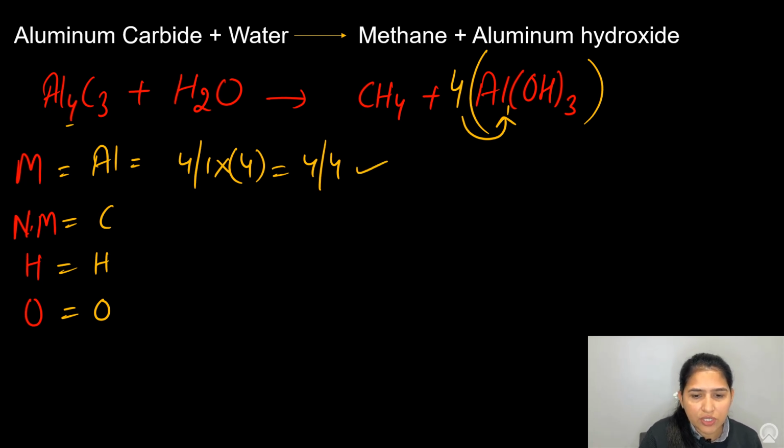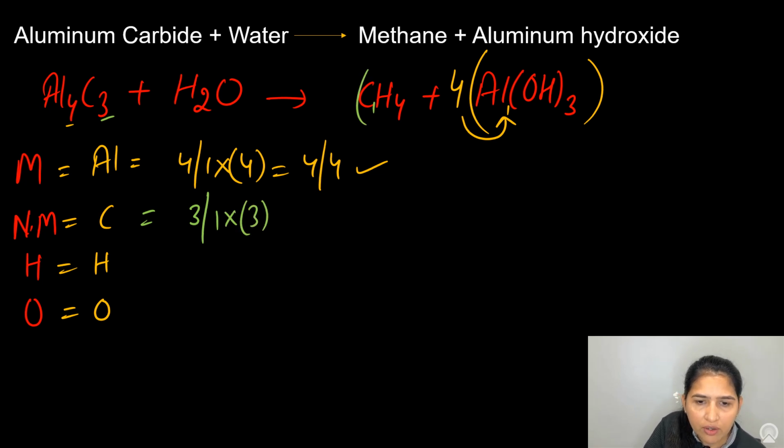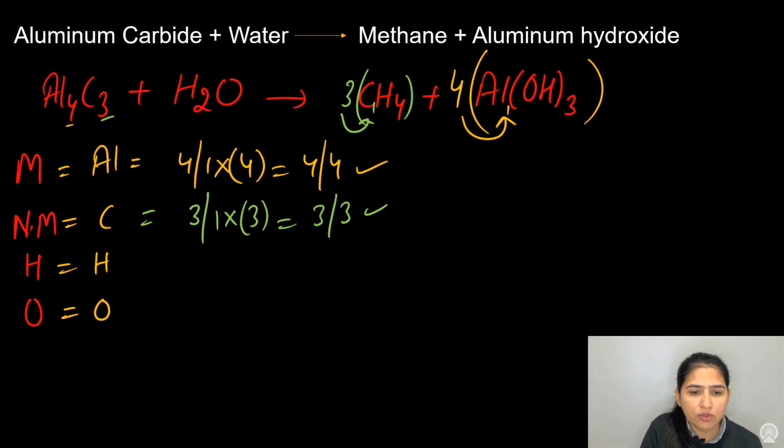Now it's time to check it for carbon. Okay, now you can see we are having only 3 carbons on left hand side and 1 on right hand side. Just to make it same, what I have to do, I have to make it times 3 on right hand side. Let's do it. So as I'm doing it, I can see I'm getting 3 of 3, which is balanced. Now let's go to hydrogen.